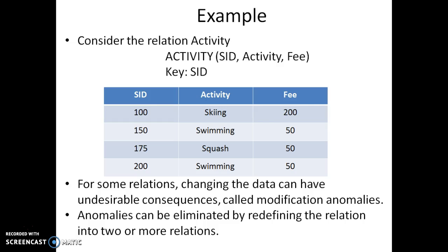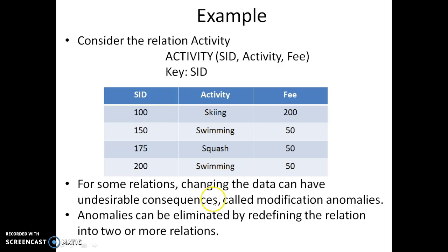Let's consider an example. Consider this table or relation which is named activity. In this table there are three columns: SID, activity and fee. Here SID is the key attribute. Now in this table we have to apply normalization to eliminate certain types of anomalies like insertion, updation and deletion.